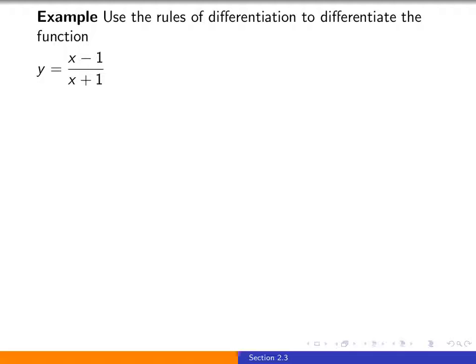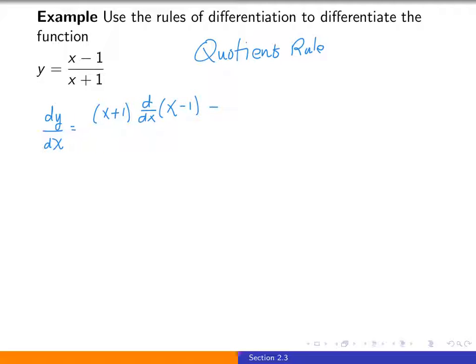In this last example, we will differentiate (x - 1) over (x + 1). We notice that it's a quotient of functions, so we are going to use the quotient rule. Our first step is just to write out what the quotient rule tells us. In words: low d high, so the derivative of the top function, minus high d low, that is the derivative of the bottom function, all divided by low squared, the bottom function squared.